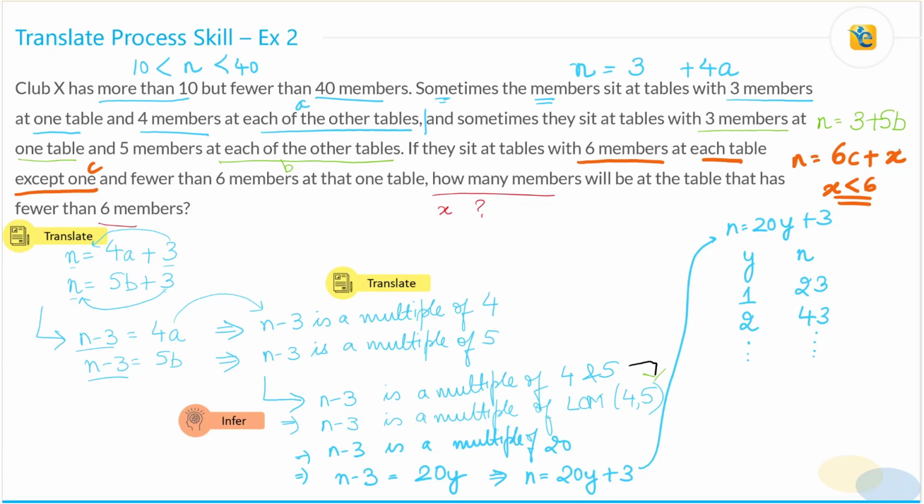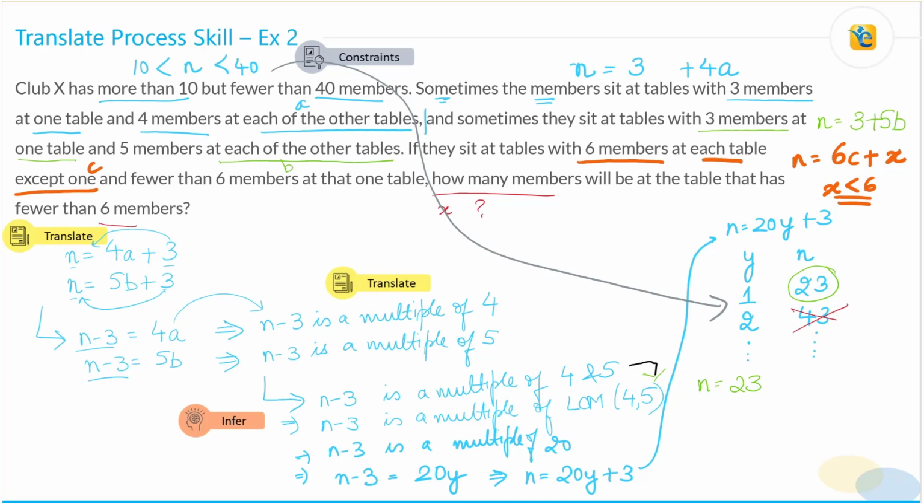But remember, I have my constraints on n. And what are my constraints? This is me now applying my constraints. What are my constraints? That n is less than 40, which means that this value of n is not possible. The only possible value of n is 23. So what do I get? I get n is equal to 23.